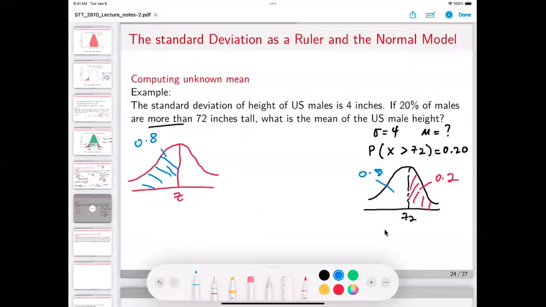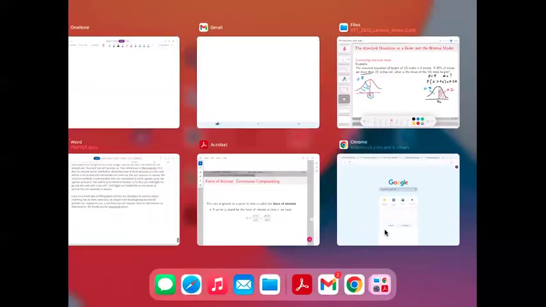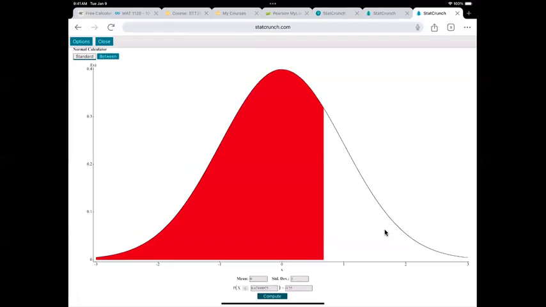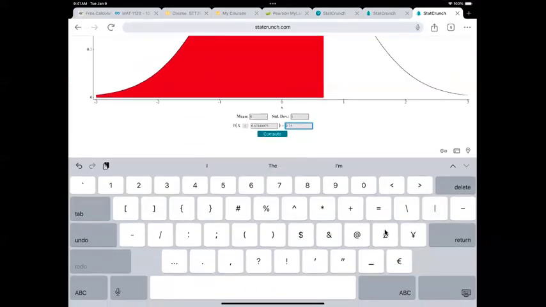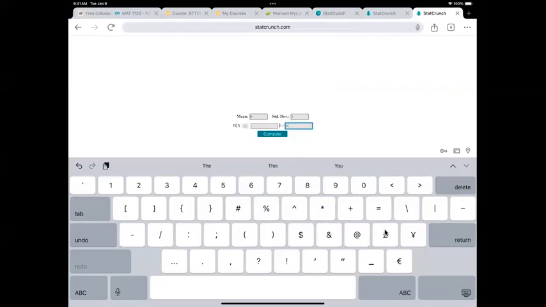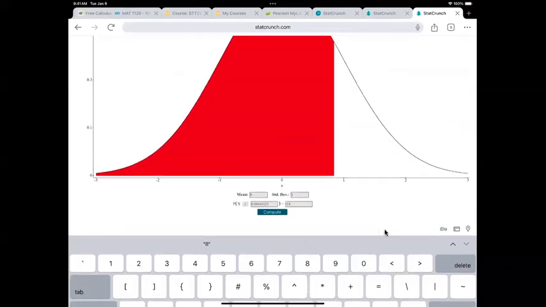But for this one, remember that for me to get the corresponding z, I need the area to the left. Is that okay? And remember, the total area is 1. So if you have 1, you can find the complement. So here is 0.8. Now read z. What would you get for the value of z? All you have to do is go to StatCrunch, put in 0 and 1 here, and then change this thing here to be 0.8. Does that make sense? And then we hit compute.